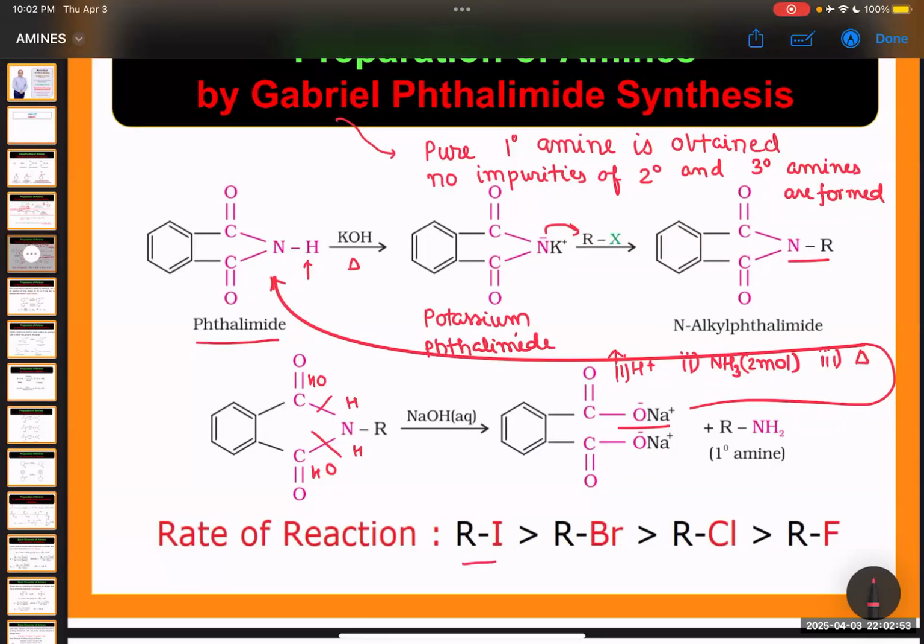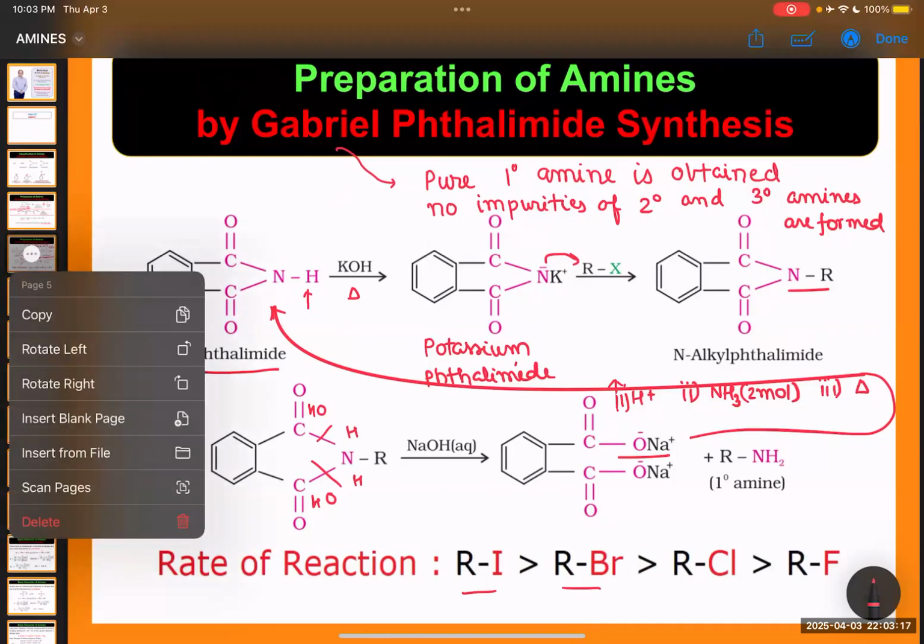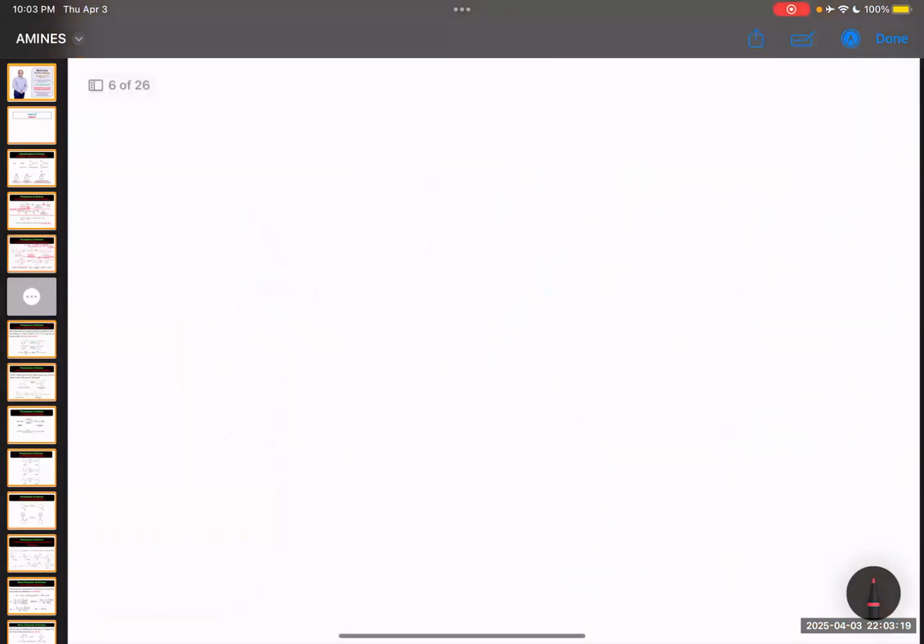So rate is same because iodine bond is weaker than bromine than chlorine, and F is the strongest bond because it is the smallest atom among all the halides. So it is going to be bonded more strongly, and it is a poor leaving group. So it is not going to come out easily, right? So let's do some questions.